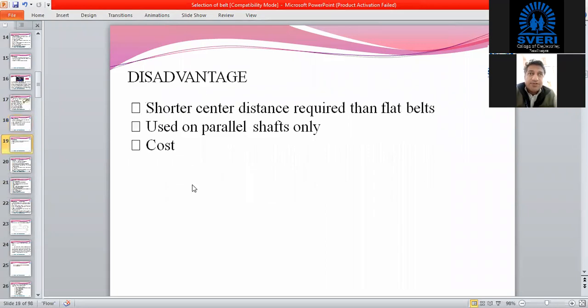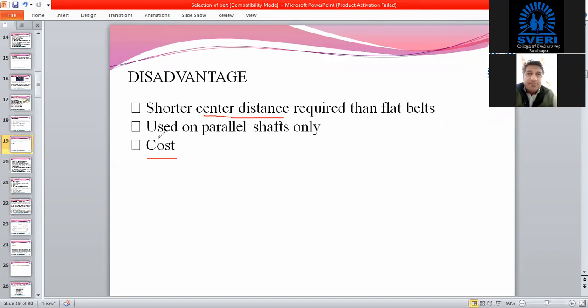Next, we are going to see disadvantages. The most important disadvantage is cost. These belts are more costly as compared to the V belt and flat belt. Then they can be used only for shorter distances. The center distance required is small for such grooved belts.